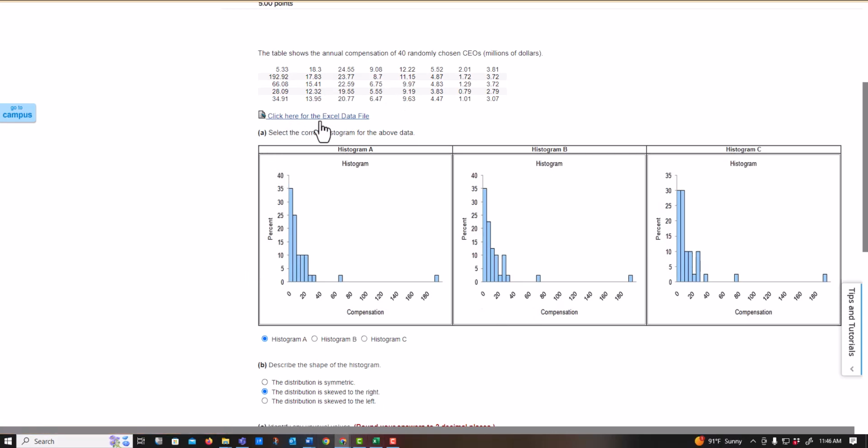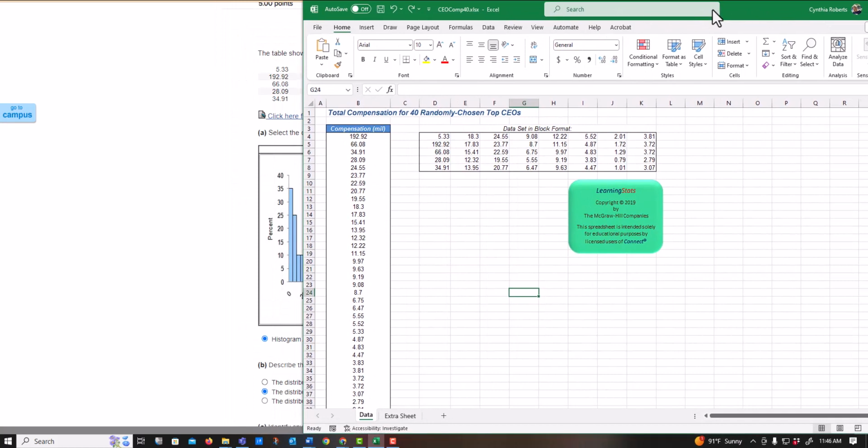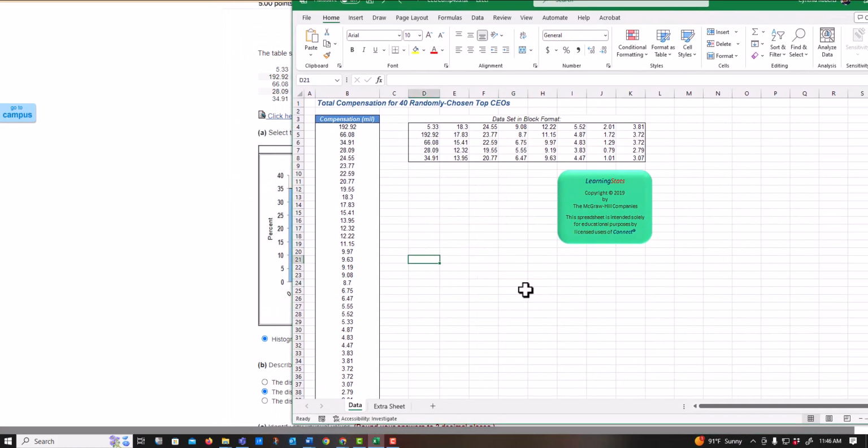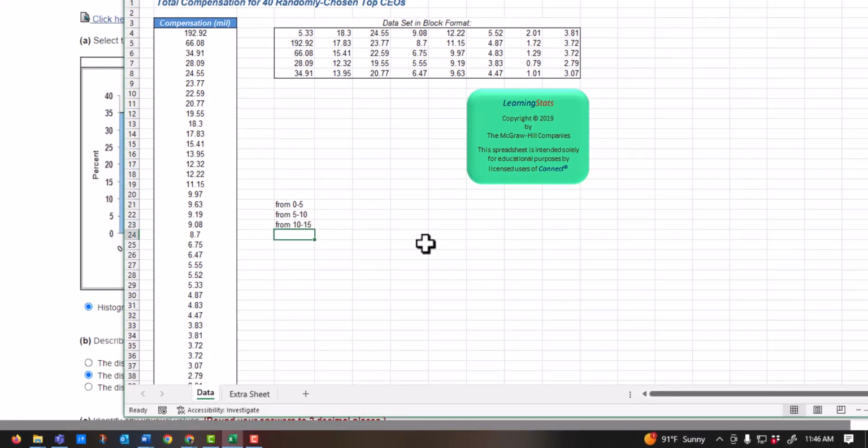But what I did is I clicked here to open the Excel file. And because I see that this is grouped by 5s, to be able to graph this, that's what I'm going to have to do. I'm going to have to group from 0 to 5, and then from 5 to 10, from 10 to 15, from 15 to 20, from 20 to 25, from 25 to 30, and from 30 to 35, because it looks like that's the highest value.